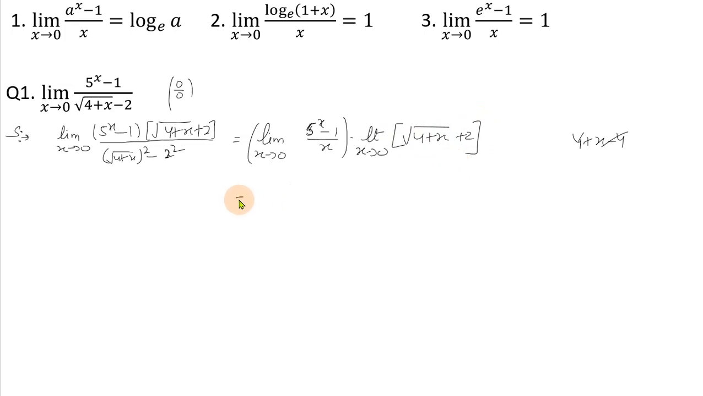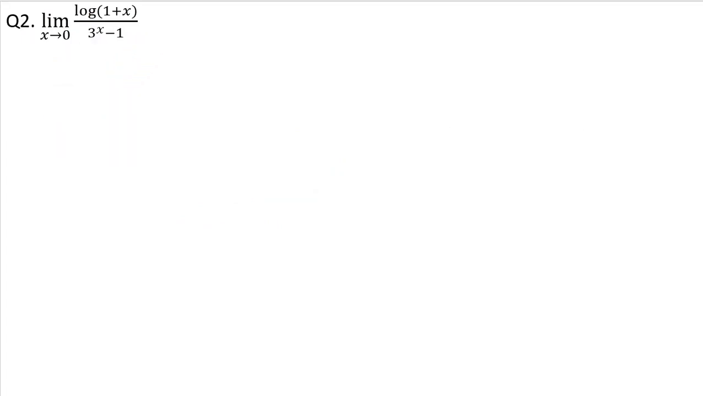Now the question is reduced to the standard form. We can apply this first formula, that is in place of a we have 5, so this reduces to log of 5 base e into, when x approaches to 0 here we get square root of 4. So square root of 4 which is 2, and 2 plus 2 is 4, so we can write it in front. So 4 log 5 is the answer. So you have to make the adjustment so that you can apply this formula. Let's do one more question.